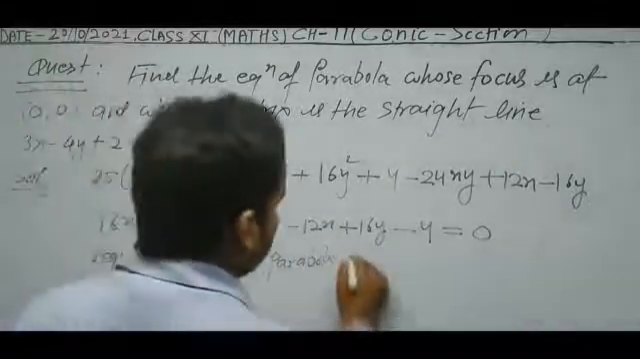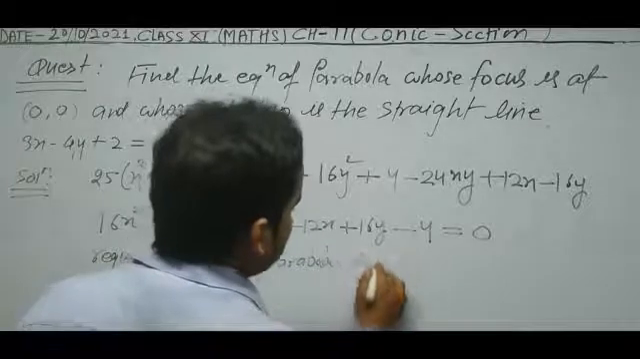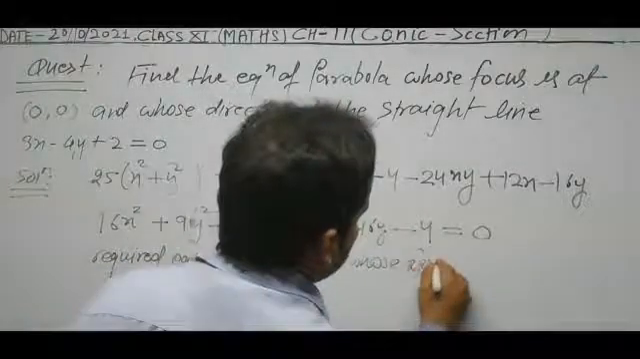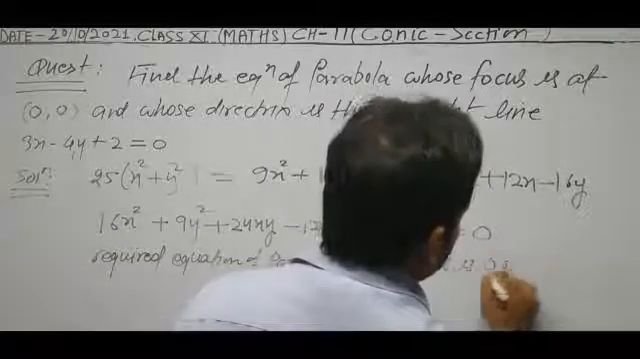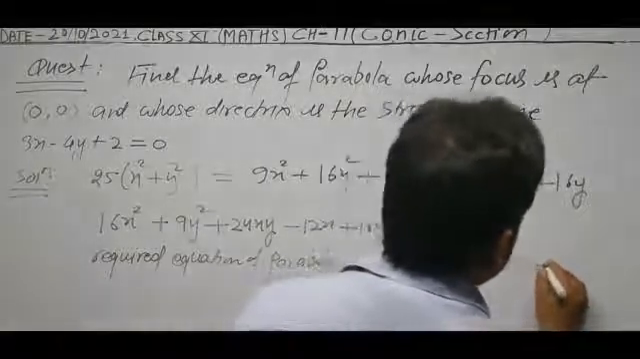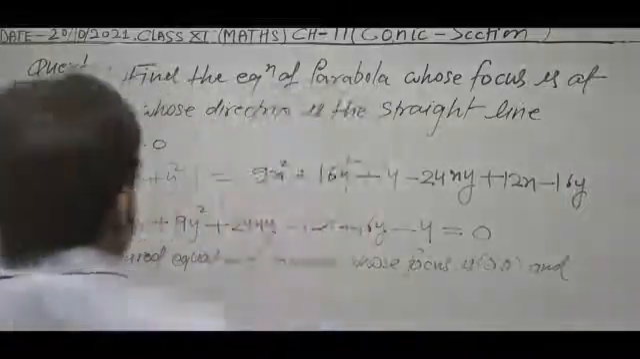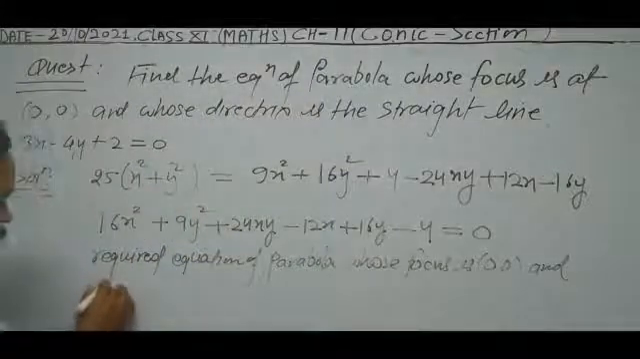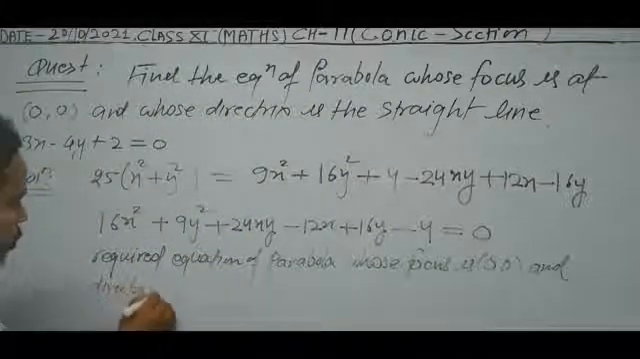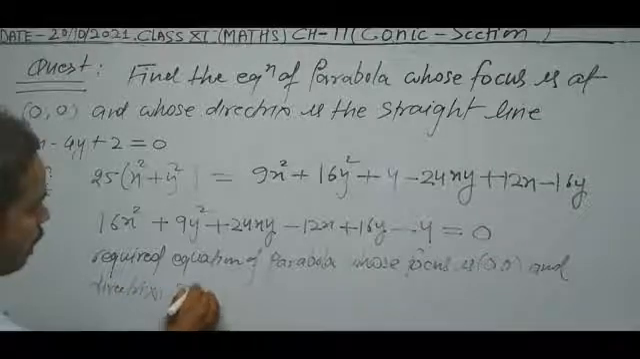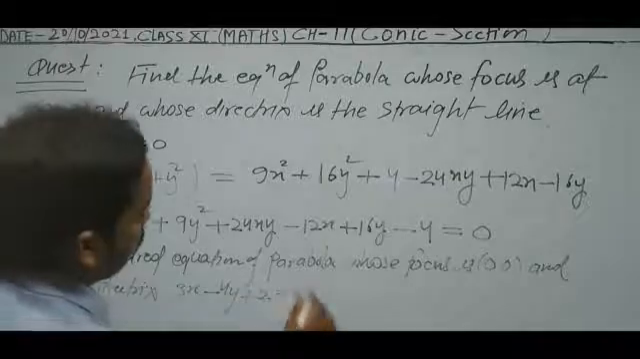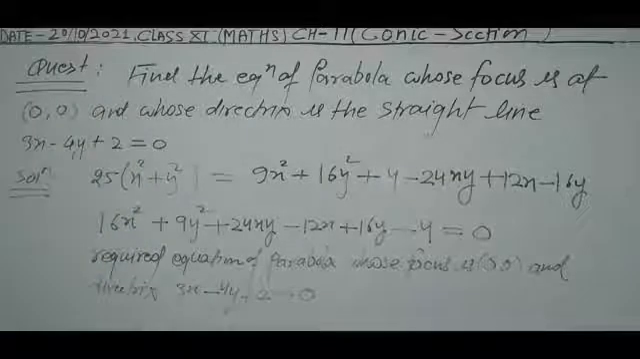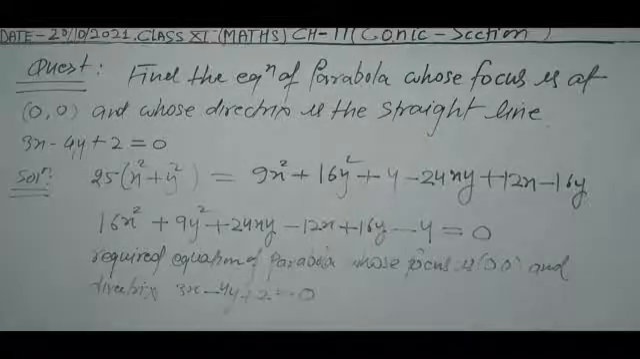parabola whose focus is 0, 0 and directrix 3x minus 4y plus 2 is equal to 0. This is the required equation of parabola.